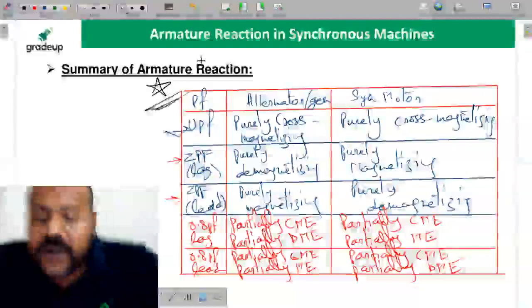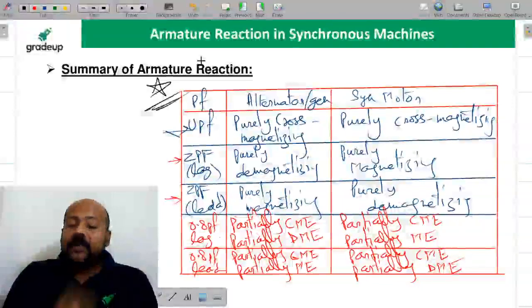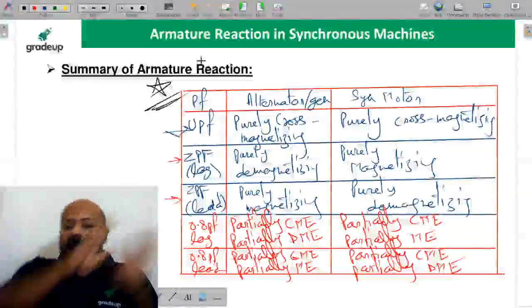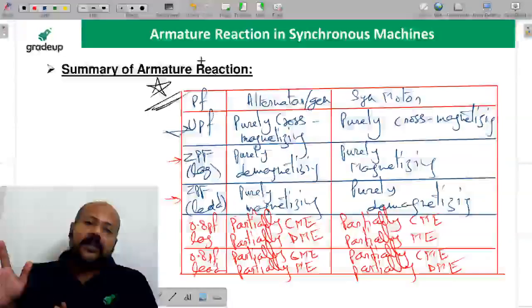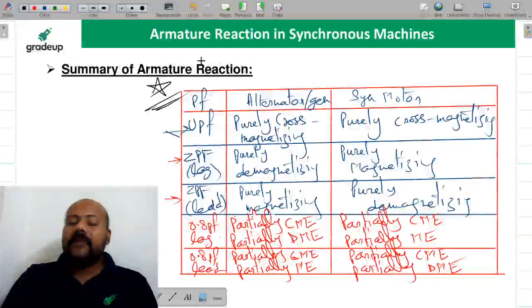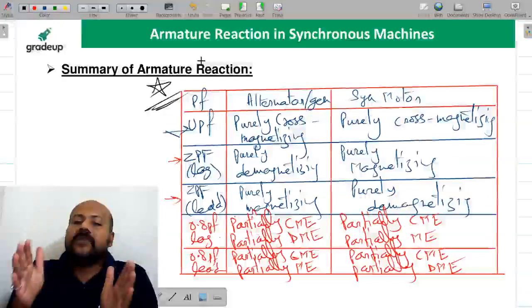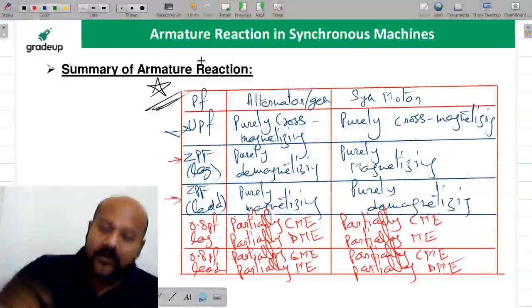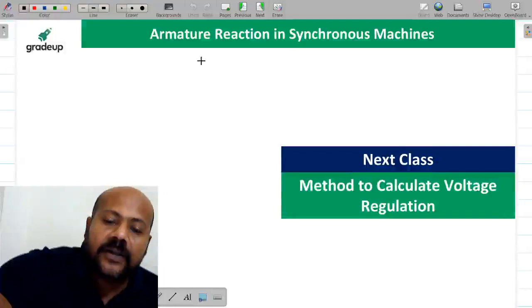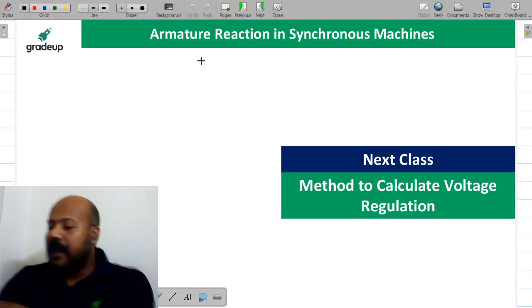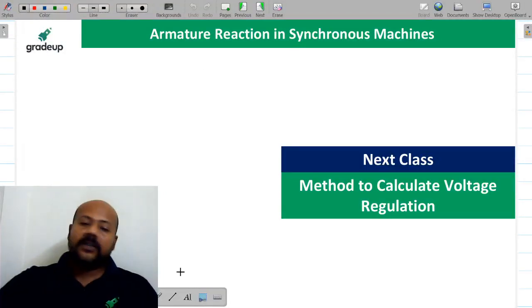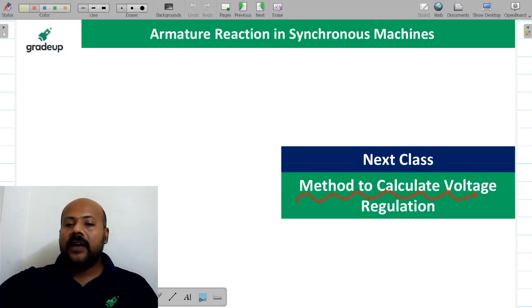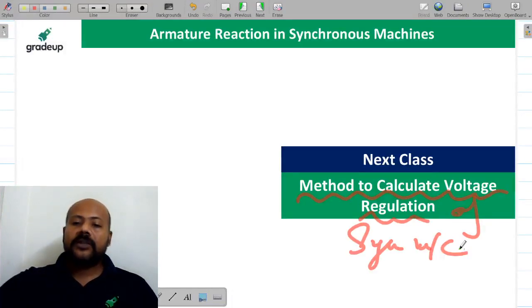Now I am going to conclude today's class, and we are going to discuss some of the remaining portion of the armature reaction. This is the conventional approach what we have to understand, but there are some points remaining which I want to discuss with you tomorrow. Tomorrow, apart from some important points about the armature reaction, we are going to discuss the methods to calculate the voltage regulation of the synchronous machine, or basically alternator, not machine.